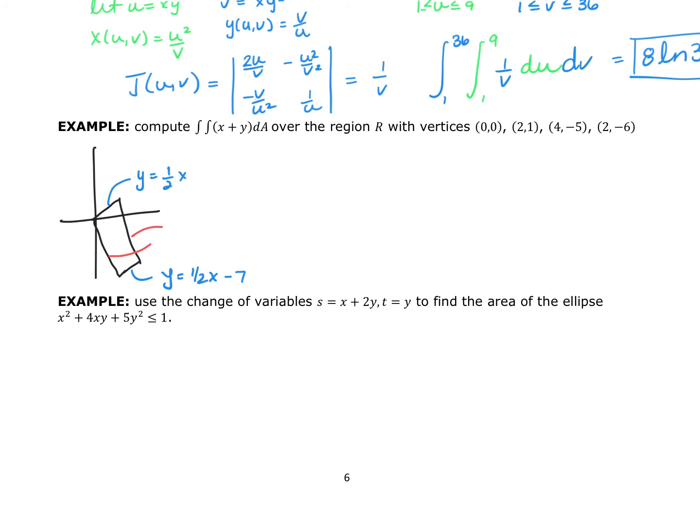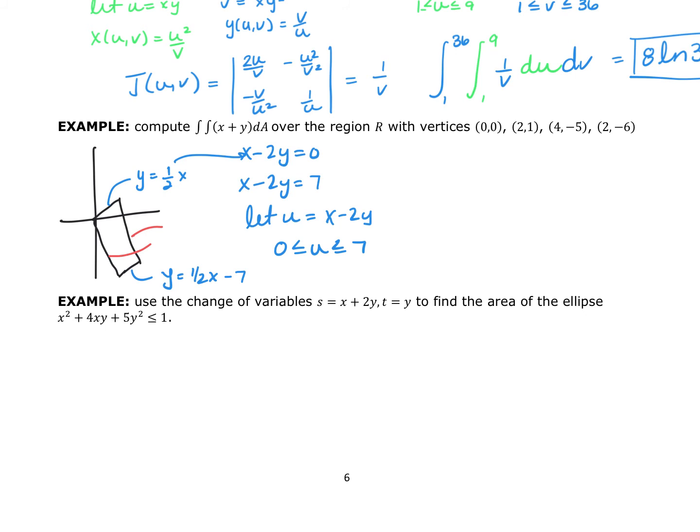Now, what ends up happening is I end up with x minus 2y equals 0. That's what that line becomes. And this other line ends up becoming x minus 2y equals 7. Now, if you're thinking that would be a really good choice for you, then you would be correct. I would say let u equal x minus 2y. And then u would run between 0 and 7.